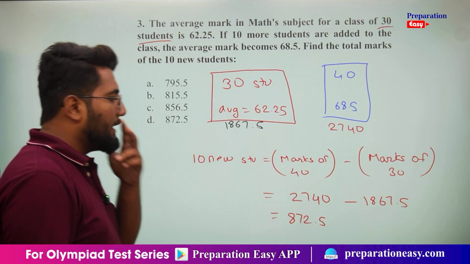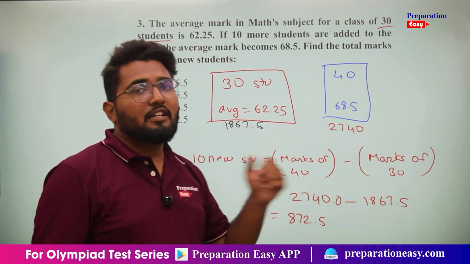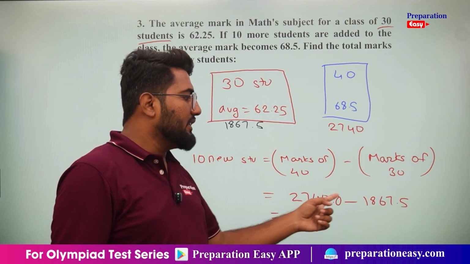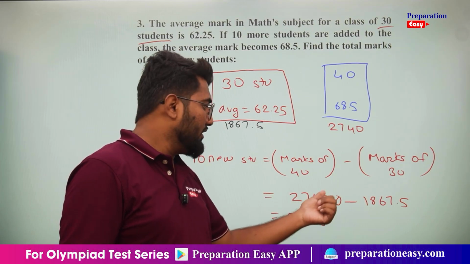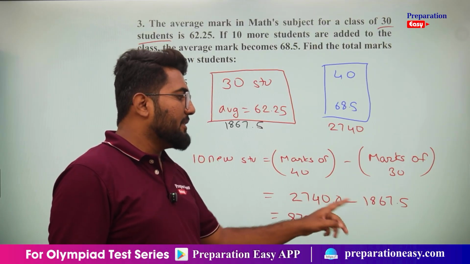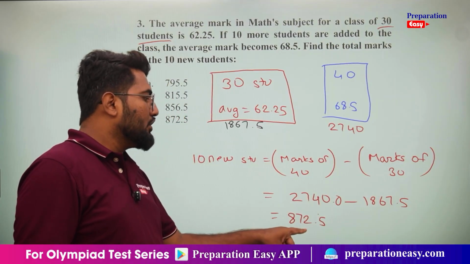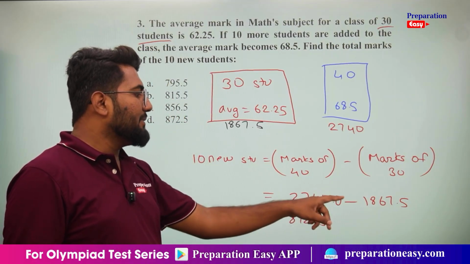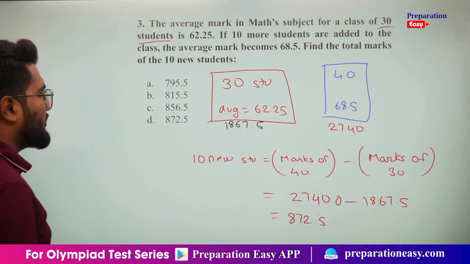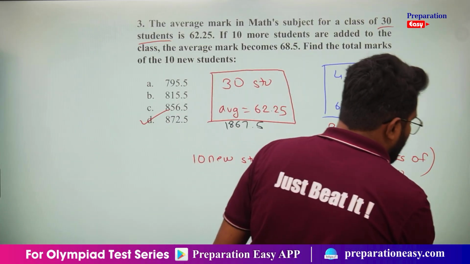How did I calculate here? 0 minus 5 is not possible, so I take a carry from 4, it becomes 10, and the 4 becomes 3. 10 minus 5 is 5, 9 minus 7 is 2, 13 minus 6 is 7, and at last it becomes 8. So the answer is 872.5. Let's move towards the next question.